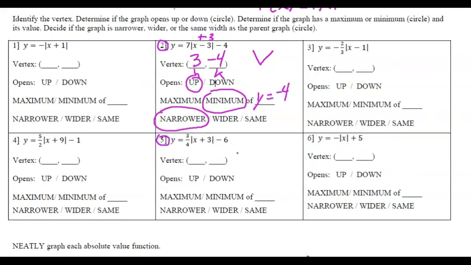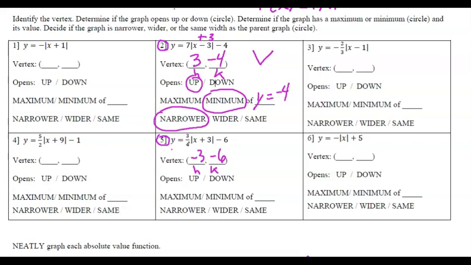Let's look at number 5. Y equals 3/4 times the absolute value of x plus 3 minus 6. Our vertex h, k would be -3, -6. It's -3 because it gets the opposite of what's in the inside. It's what gets you 0 for x. -3 plus 3 would give you 0.